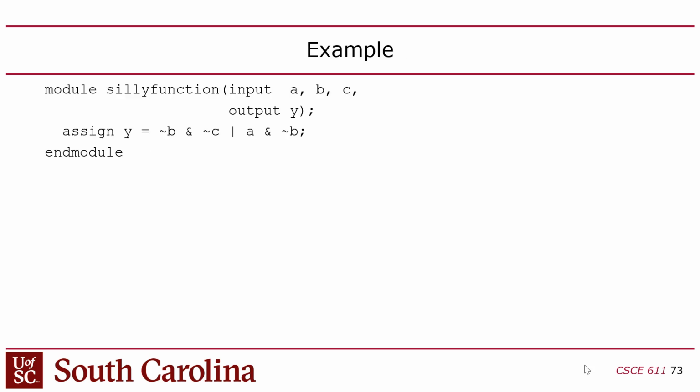So here's an example. Here's a real simple module called silly function. It has 3 inputs, 1 output. It's just a Boolean function.